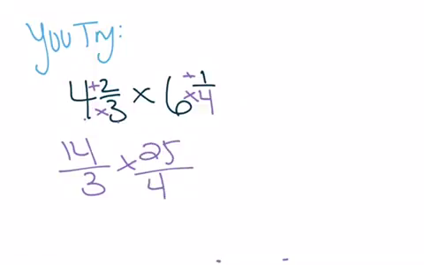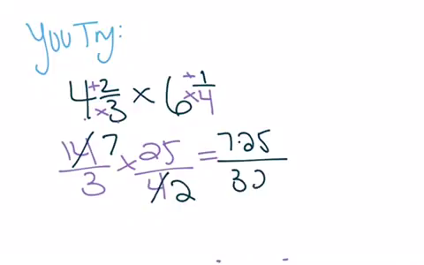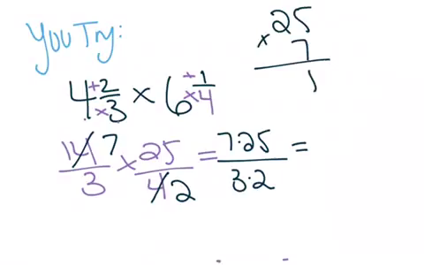Okay. I'm going to simplify. I'm going to cross simplify here to get some smaller numbers here, okay? I can divide 4 by 2 and get 2. I'm going to divide 14 by 2 and get 7, so it's some smaller numbers. So I have 7 times 25 over 3 times 2. Okay? So 25 times 7. It's going to be 175 over 6.